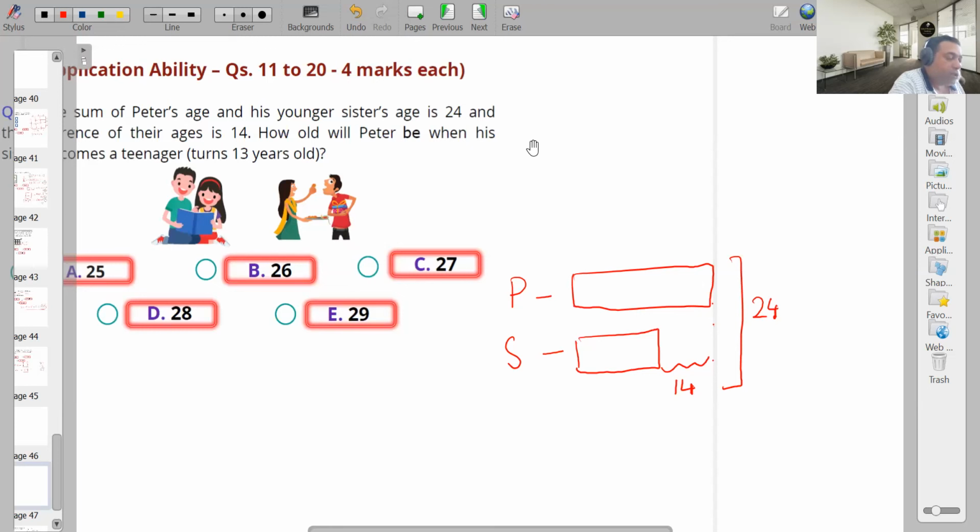All right, so now let's understand this. If I cut 14 out of Peter's age, then I get double of his sister's age. So if I subtract 14 from here also, because I'm deducting 14 from Peter's age over here, I will get 10 here. So 2 times his sister's age is equal to 10. Therefore, his sister's age is right now 5.